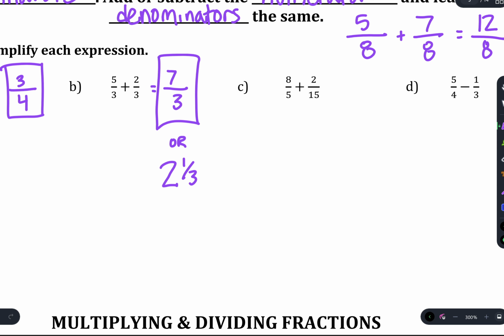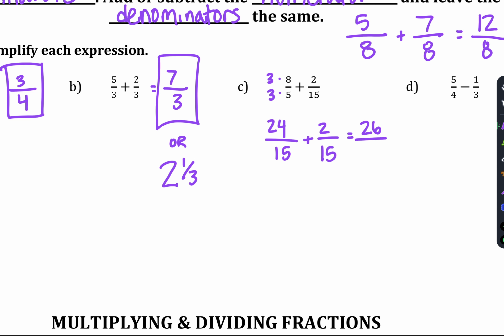Okay, letter C. I don't have common denominators, so what am I going to have to do? By 3. Yes, I want to take that left fraction and multiply the bottom by 3 because I want to make it 15. But remember, what I do to the bottom, I have to do to the top. So I'm also going to multiply that 8 by 3. So I got 24 over 15 plus 2 over 15.